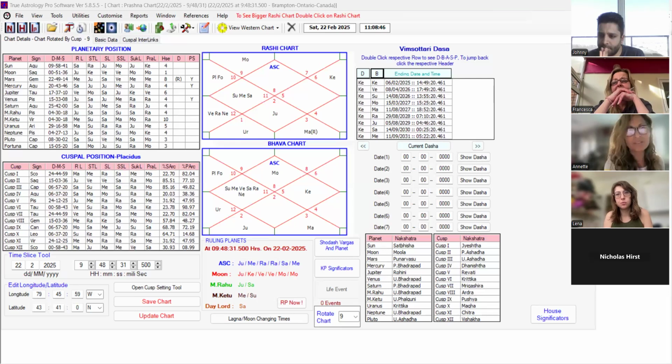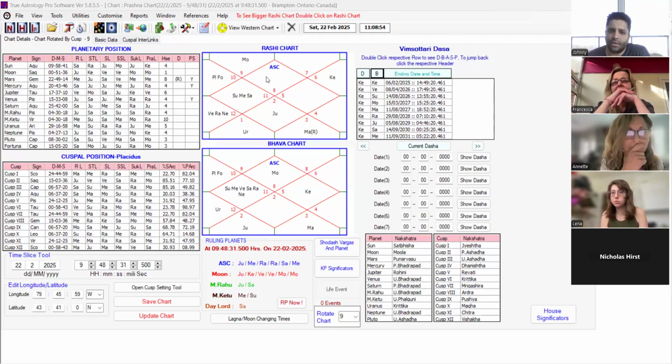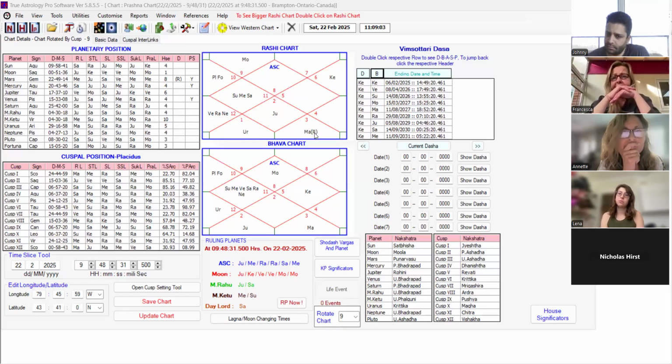You can. We're probably not going to get into the whole rotation thing, but just by looking at this chart, you'll be able to tell. These are the planets sitting in the houses. Mars is currently retrograde, so this is showing us Mars with an R, being retrograde.